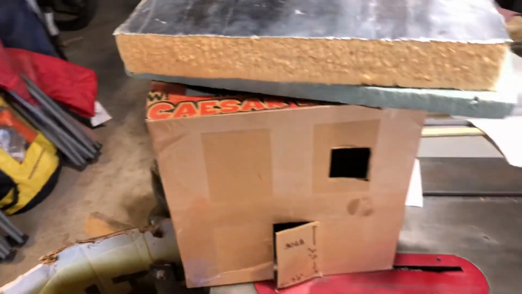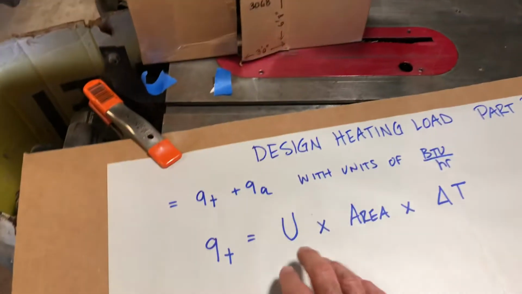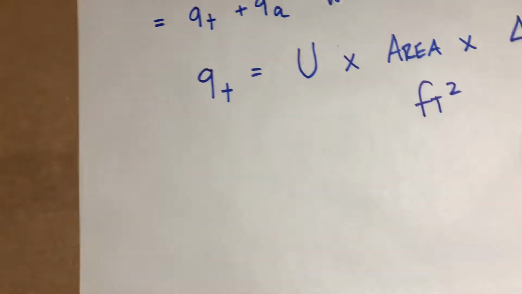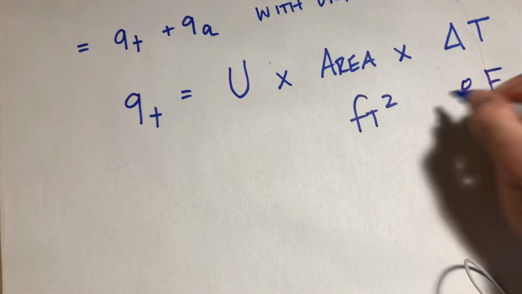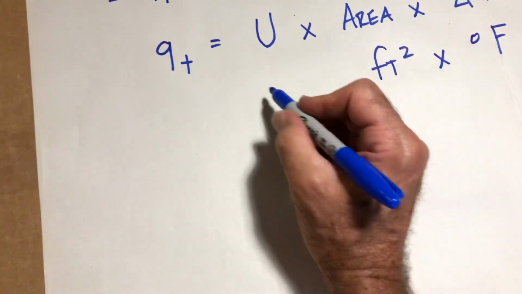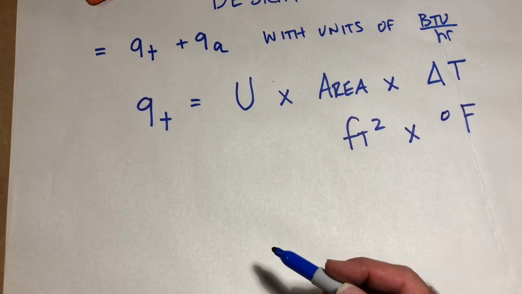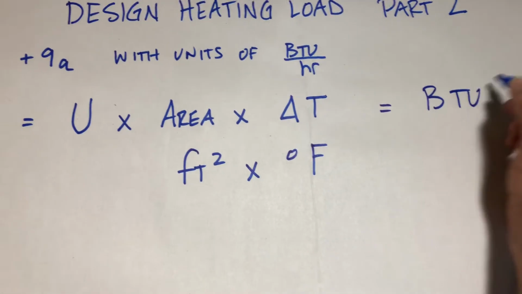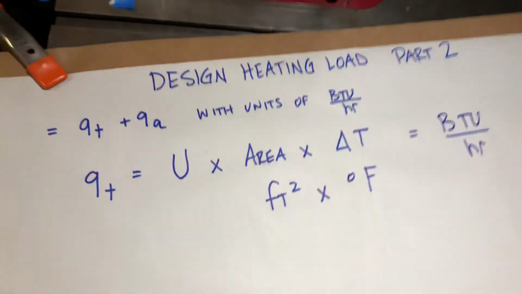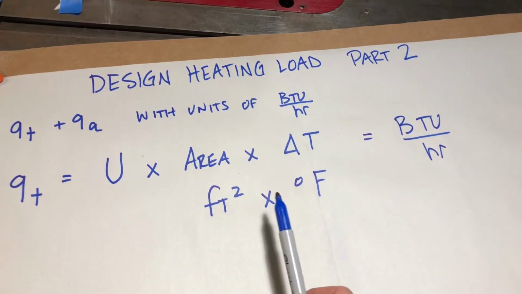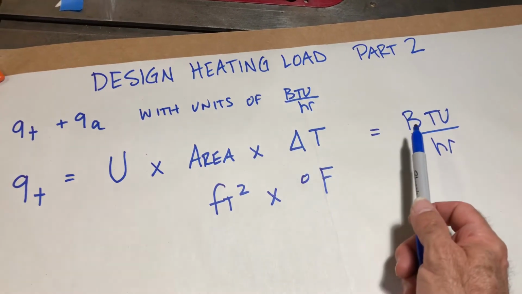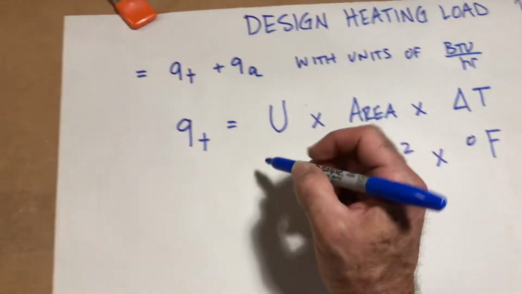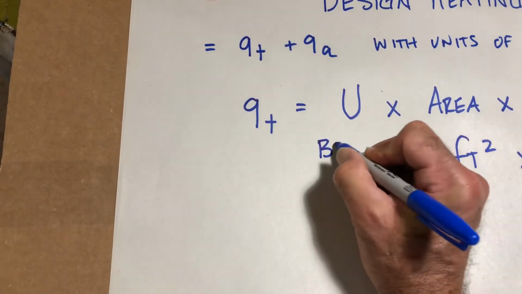All right, so what are the units of U? Well, if this is feet squared and this is degree Fahrenheit, U has some stuff on the top and some stuff on the bottom. We know this all has to come out to BTUs per hour. All right, so U must have BTUs on the top because we know there's no BTUs here, there's no BTUs there. So U must have BTUs on the top.